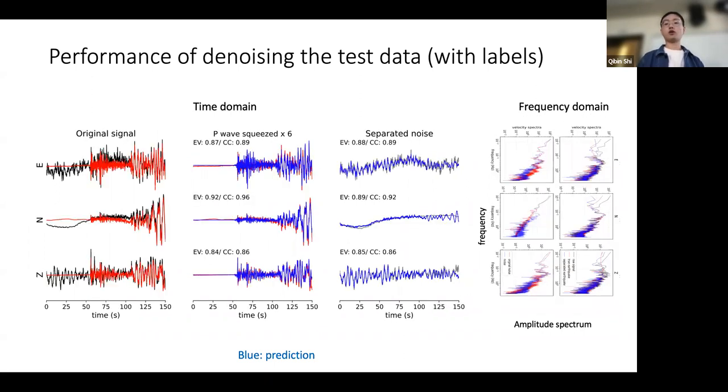And this is another example for the overlapped spectrum between the signal and the noise. The man-made noisy waveform looks weird, but the prediction is good.